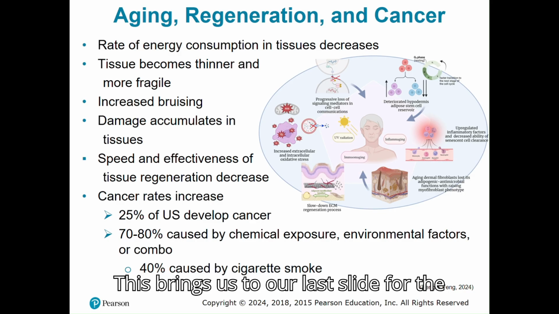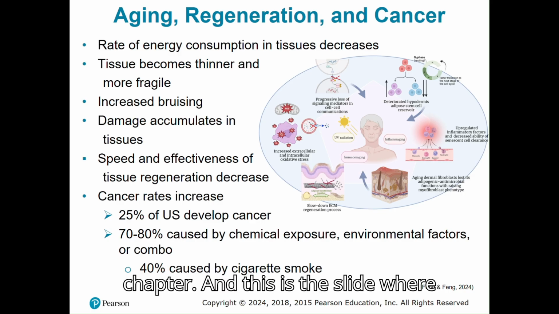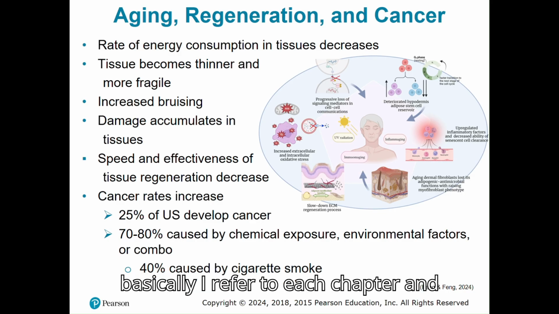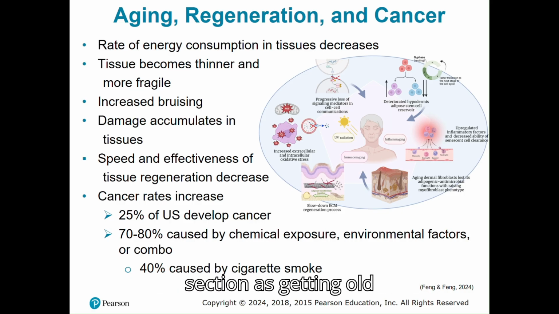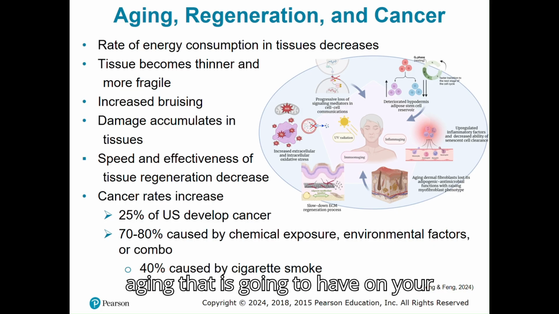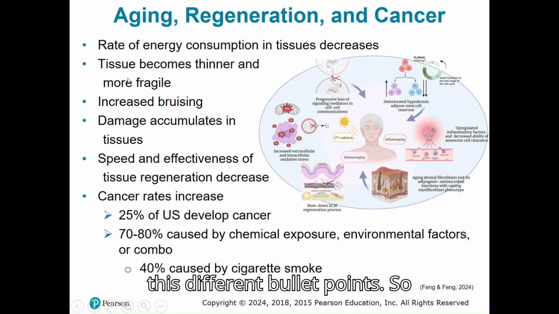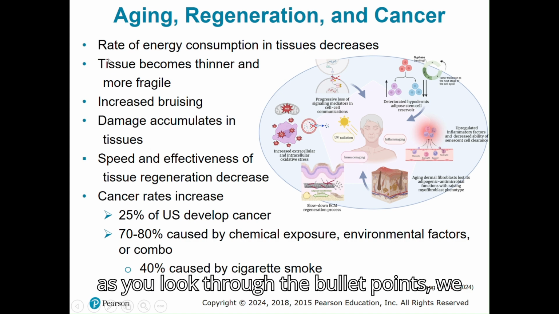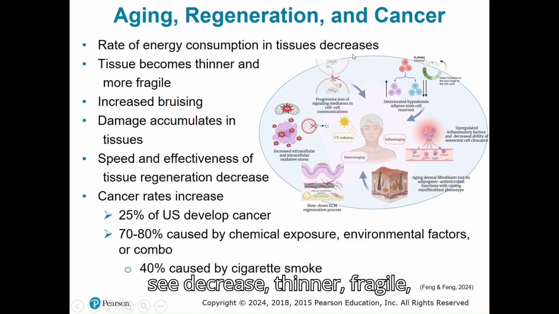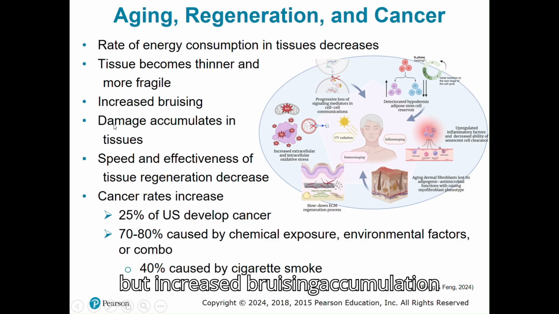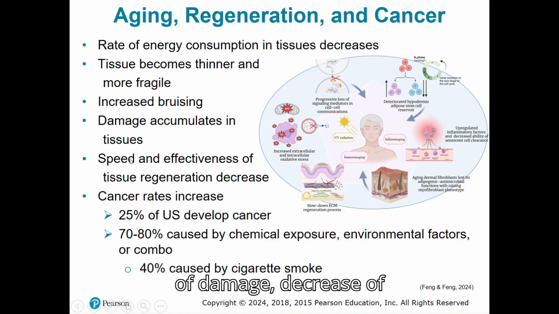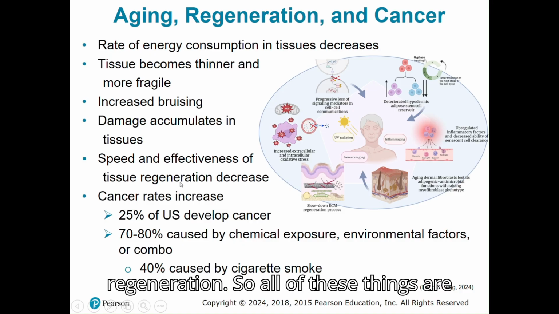This brings us to our last slide for the chapter, and this is the slide where basically I refer to each chapter and section as getting old sucks. So the effect of aging that is going to have on your cells and tissues as we look through these different bullet points. So as you look through the bullet points, we see decrease, thinner, fragile, but increased bruising, accumulation of damage, decrease of regeneration.